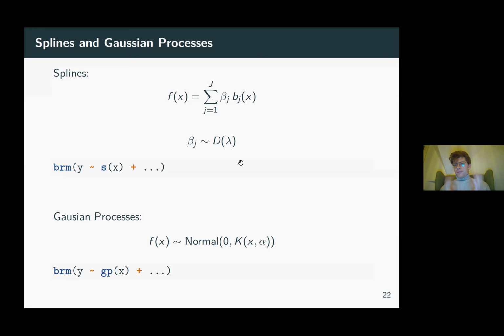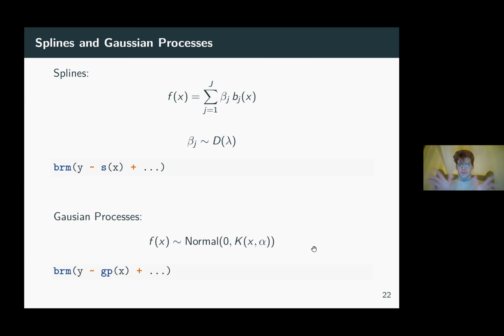The second kind of very general approach to nonlinear functions are Gaussian processes. It's kind of an abstract thing: we could say that a Gaussian process is a prior across functions, whatever that means. So we're basically saying that our function values come from a very big multivariate normal distribution with mean zero and a function that defines the covariance matrix of those function values.